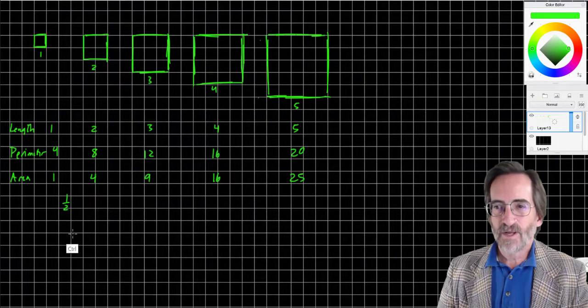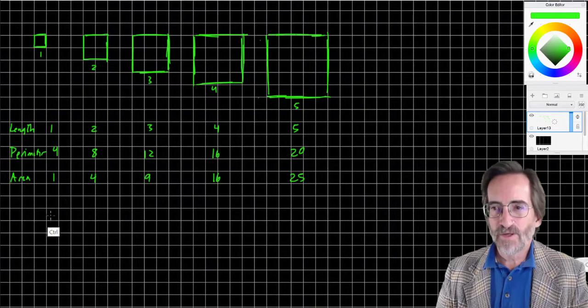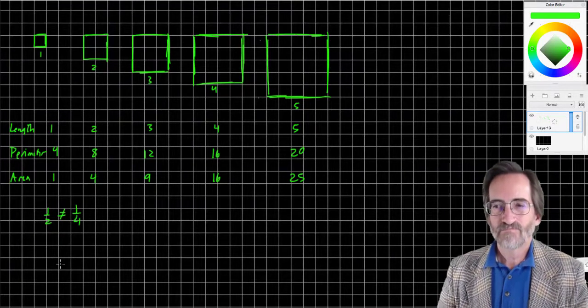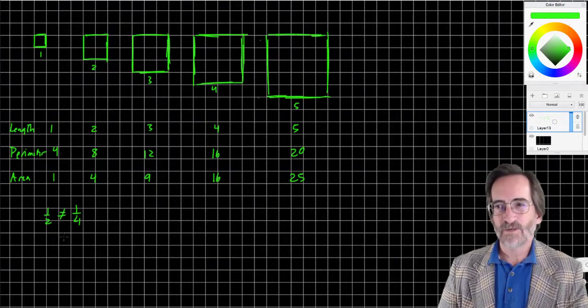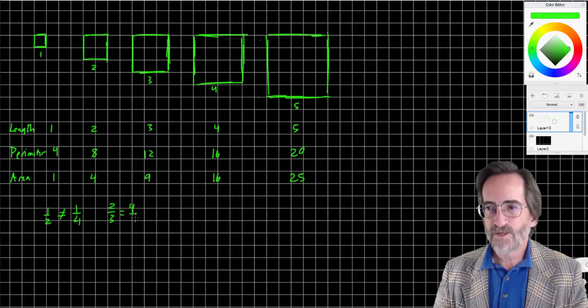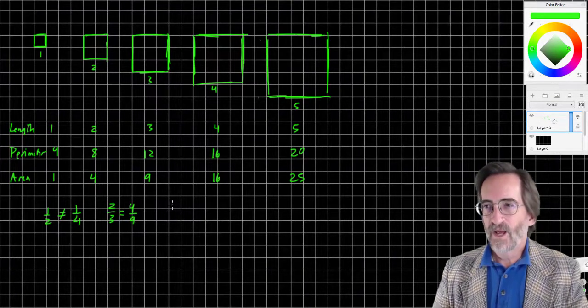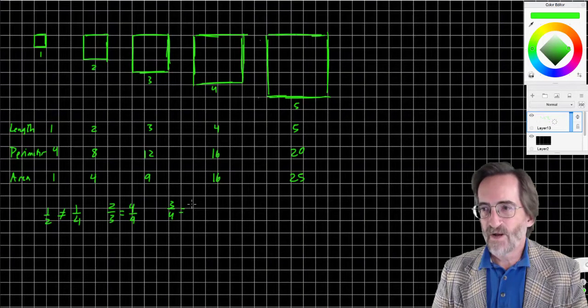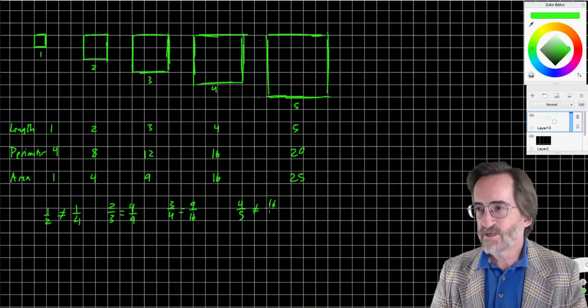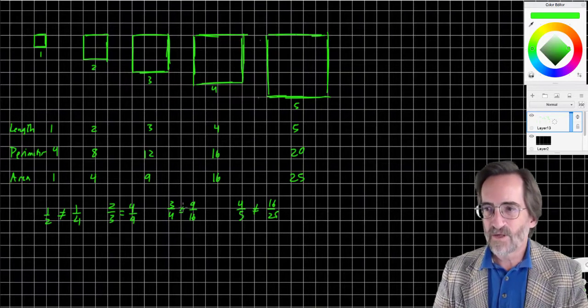Now areas is another matter. 1 to 2 is not the same as 1 to 4. So the question is, what is the relationship going on there? Same with the next pair. 2 to 3 is not the same as 4 to 9. And 3 to 4 is not the same as 9 to 16. And 4 to 5 is not the same as 16 to 25. So what gives?